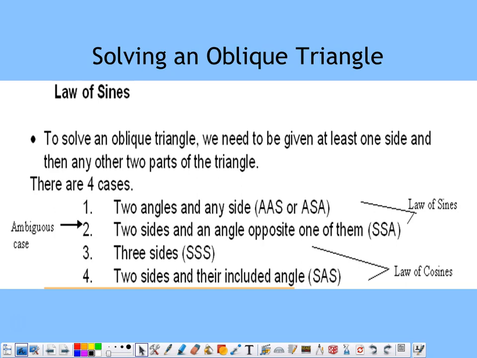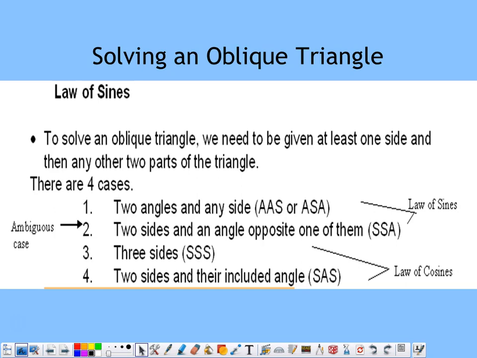Because we know how to do triangles with right angles, we just use right triangle trig, and y'all have been doing that since geometry. So for an oblique triangle, we're going to use either law of sines or law of cosines. We're only going to do law of sines today, and we'll do law of cosines next class.